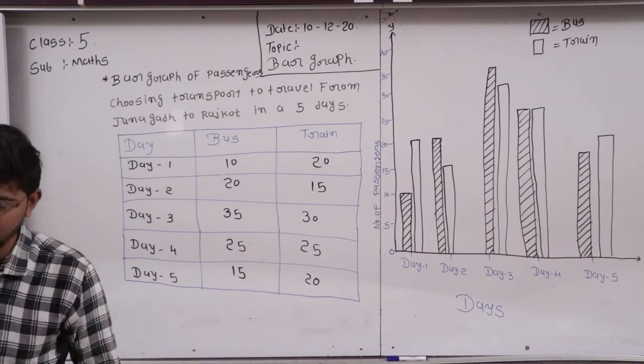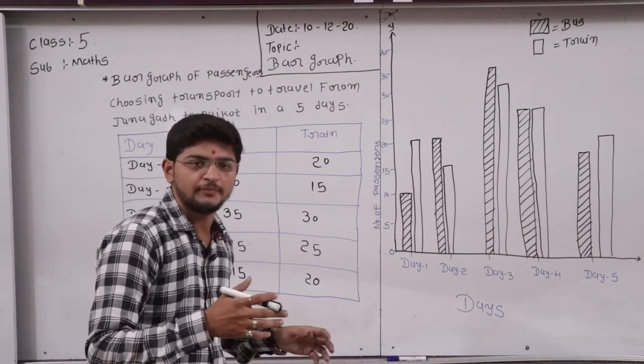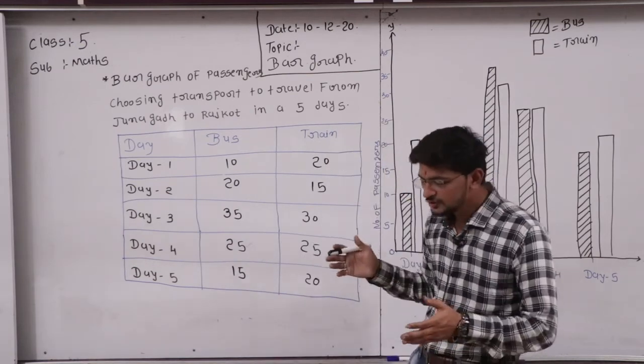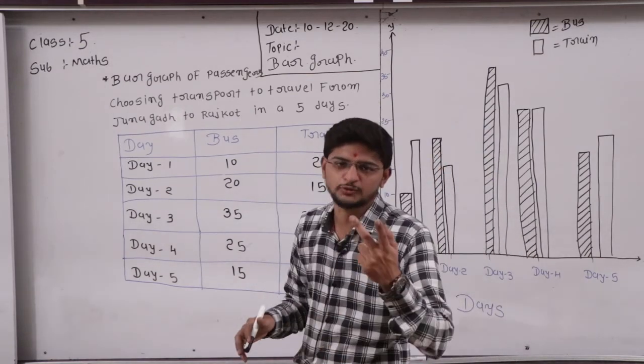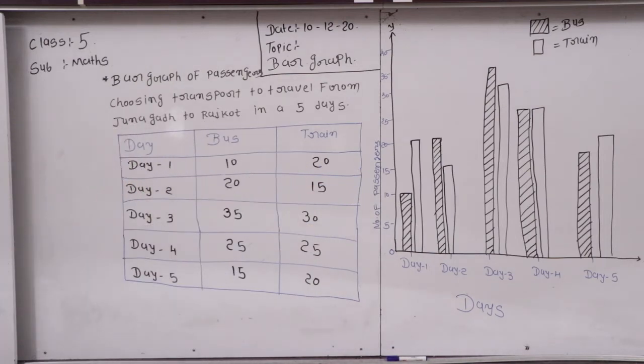So here you can see that our bar graph is ready for day 1 to 5 for passengers choosing a transport to travel from Junagadh to Rajkot. Two types of transport: first is bus and second is train. So our bar graph is ready.